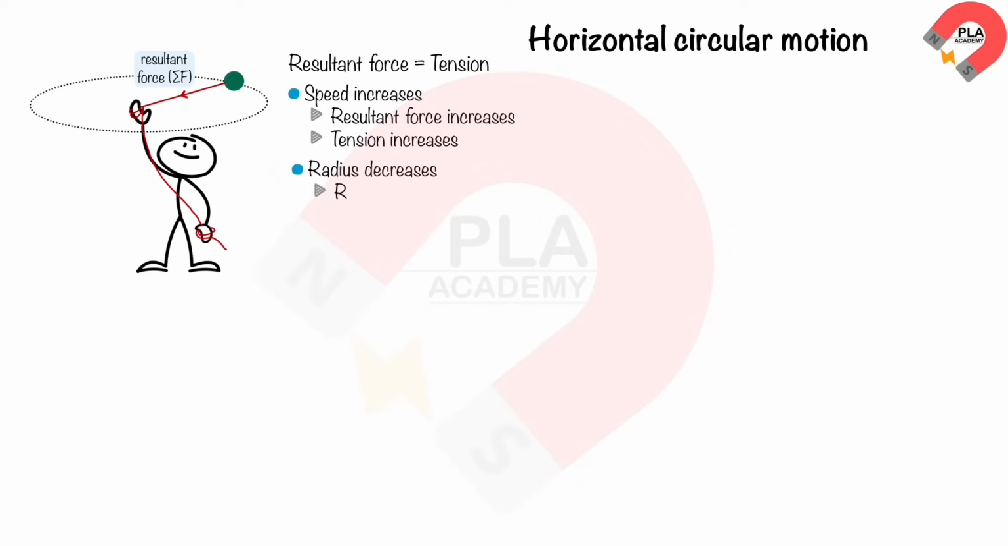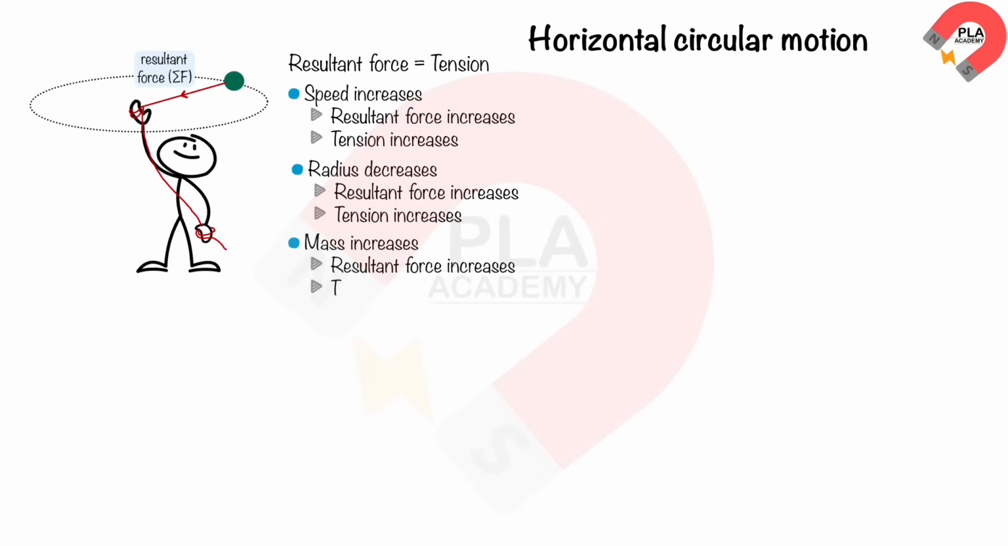If the radius decreases, the resultant force and tension increase, with mass and speed remaining constant. If the mass increases, the resultant force and tension increase, with speed and radius remaining constant.